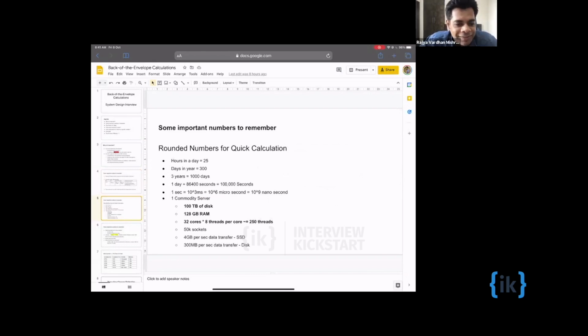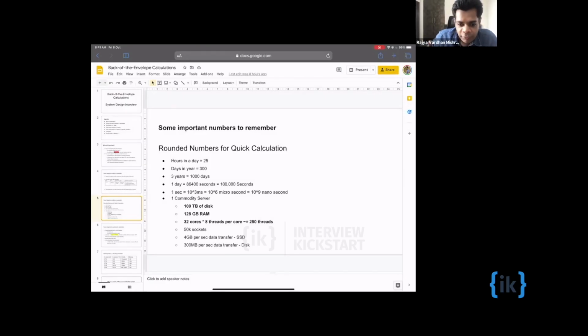So hours in a day, let's reset our knowledge. Let's say it's 25, it's not 24. Days in a year, 300. It's perfectly fine to take it as 300 in calculations. No need to stick to 365 or 366 in some cases.